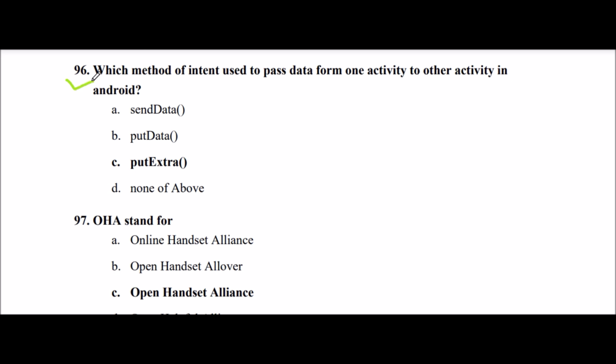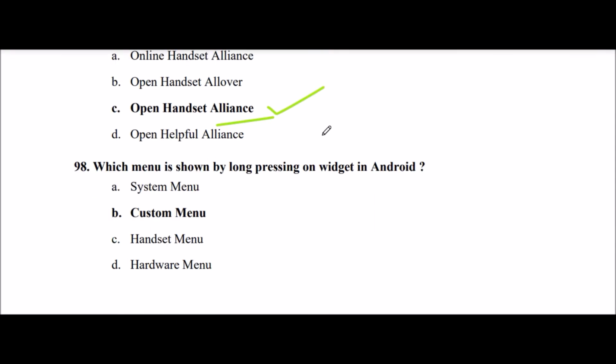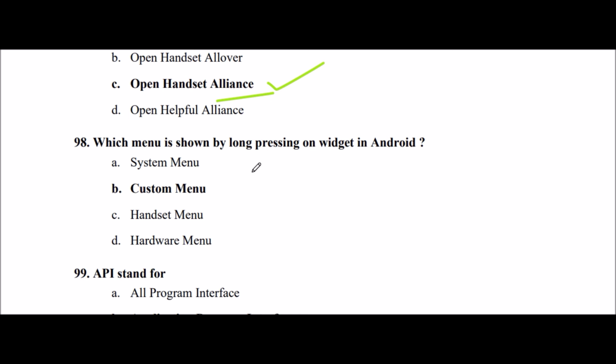Next question. Which method of intent is used to pass data from one activity to another activity in Android? Correct answer is option C, putExtra method. The putExtra method of intents is used to pass data from one activity to another activity in Android. Next question, OHA stands for Open Handset Alliance in Android. Option C. Next, which menu is shown by long pressing on a widget in Android? Correct answer is option B, custom menu. Custom menu is shown by long pressing on a widget in Android.